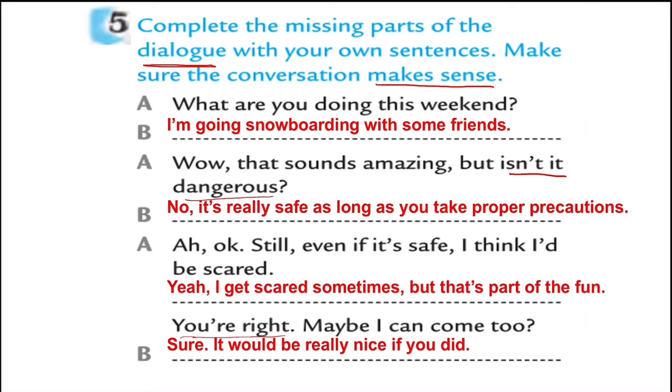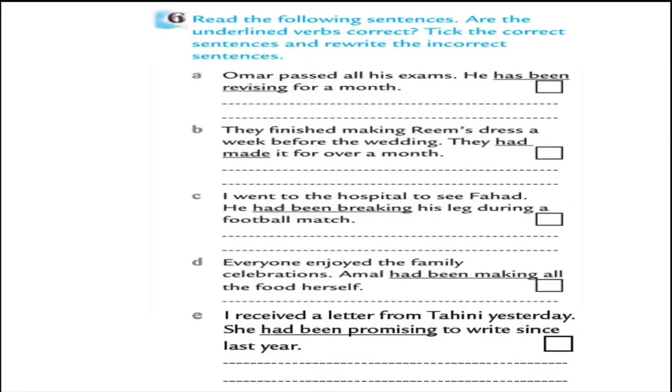All right. Let's move on to the next exercise, number 6. It says, read the following sentences with the underlined verbs. Here again, we have, for example, he has been revising, which is underlined. We need to tick correct or incorrect in the box, and if we have something incorrect, rewrite the incorrect sentence. So the first one says, Omar passed all his exams. He has been revising for a month.